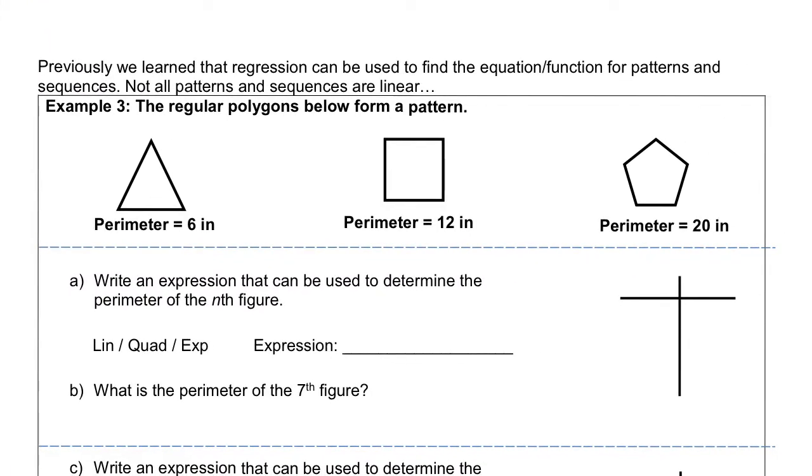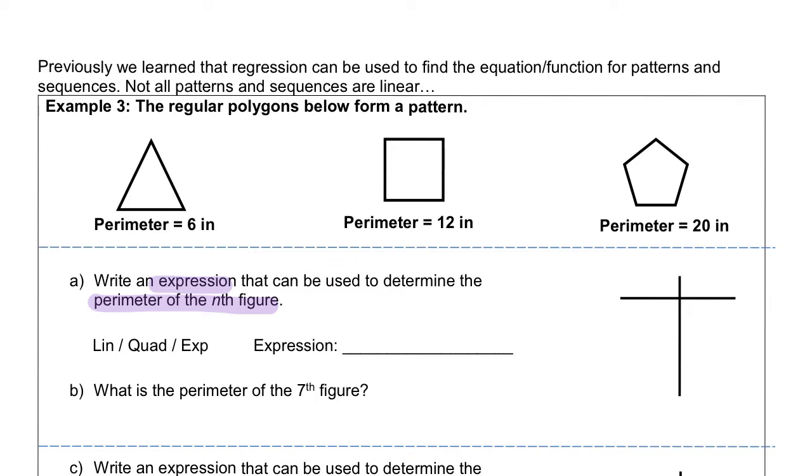Previously, we learned that regression can be used to find the equation or function for patterns and sequences, but not all patterns and sequences are linear, so make sure your diagnostics are on. So when we're looking at example 3, we have perimeters and we have a figure. To find out what's being asked for, we're going to look at the question. Write an expression that can be used to determine the perimeter of the nth figure.